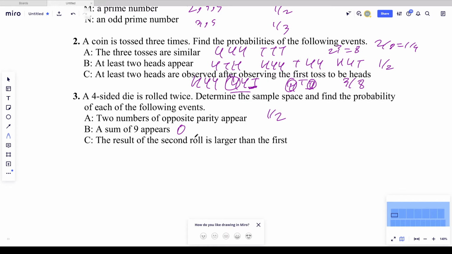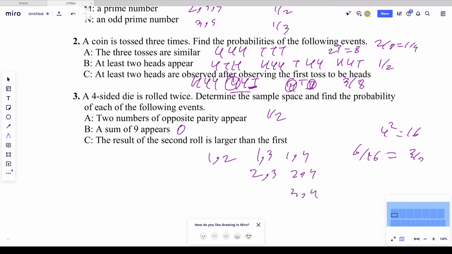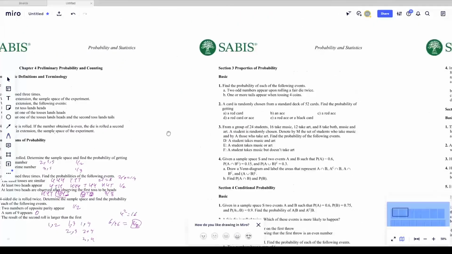Result if a second roll is larger than the first. You can have the second larger than the first, right? So 1, 1 is not an option because you want the second one to be larger. So 1, 2, 1, 3, 1, 4, 2, 3, skipping 2, 2, then 2, 4, and 3, 4. And that will be 1, 2, 3, 4, 5, 6. 6 over how many? Well, we're rolling 4 times, so 16, 4 squared. And so it will be 3/8 probability. And so yeah, is there anything? No. So yeah.